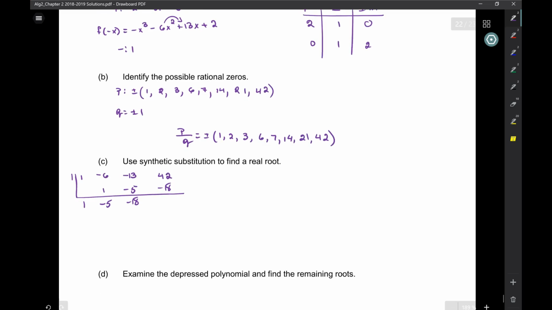So now, here's the choice. Do you go to -1 or do you go to 2? Okay, let's go to 2. Leah says to go to 2. Let's go to 2. 1, -6, -13, 42. You really have the same chance either way. So 1, 2, -4, -8. And then -42. Oh my God, that actually works.